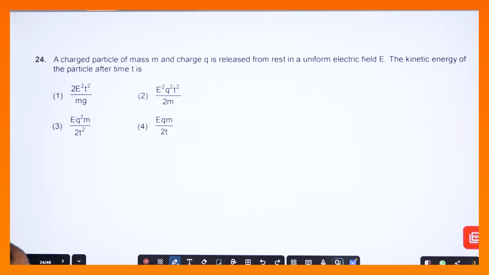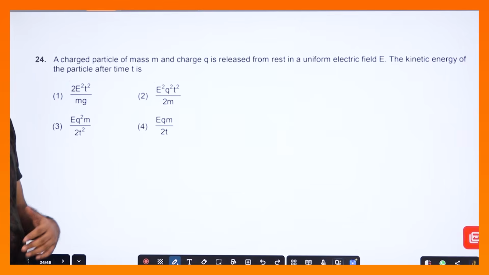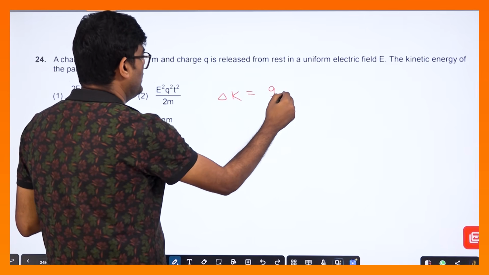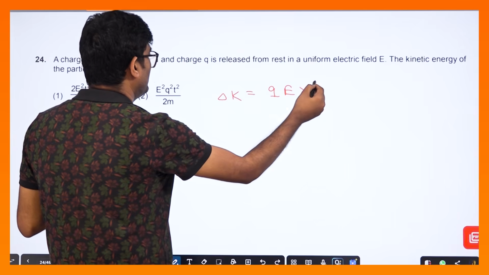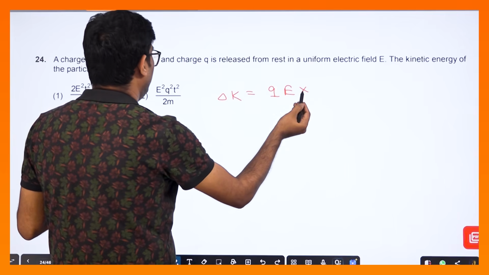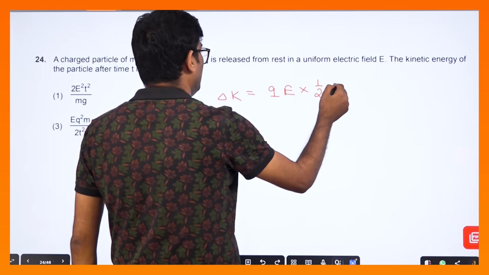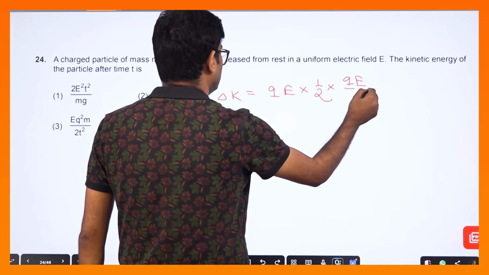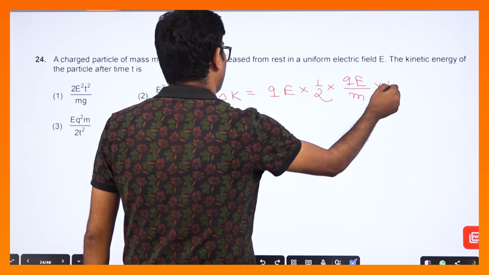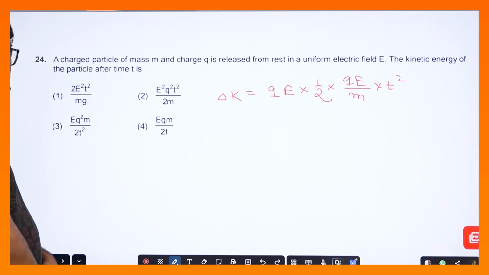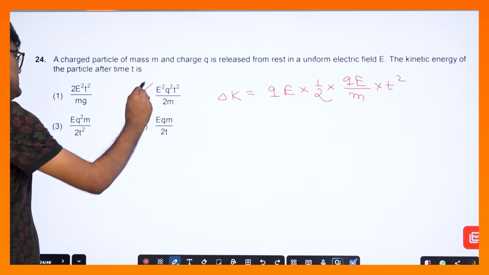A charged particle is released from rest in a uniform electric field. What is the kinetic energy after a time t? Look, the change in kinetic energy is the work done on the charged particle by the electric field, right? The force is qE, and the displacement is half a t square. So the answer is Q square E square t square by 2m. Option 2 is the correct choice, right?